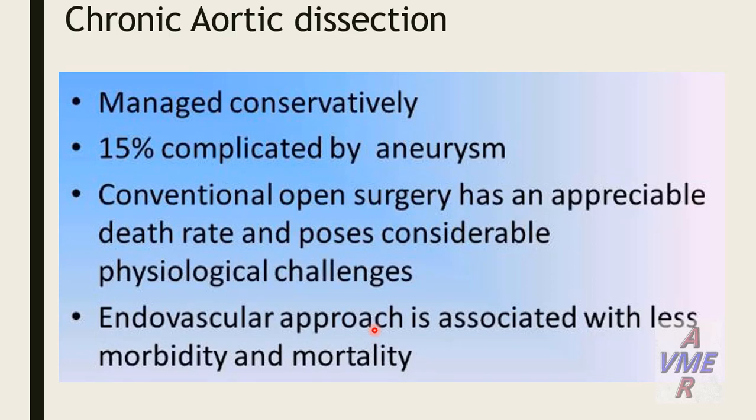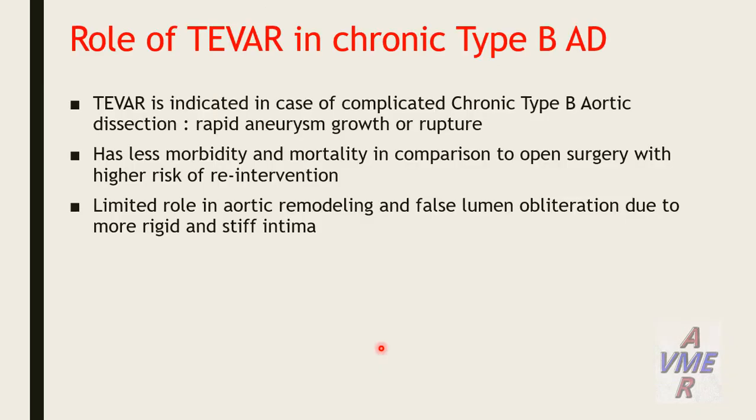Chronic aortic dissection. Chronic aortic dissection managed merely conservatively is complicated by aneurysm in 50%. Conventional open surgery has an appreciable death rate and possesses considerable physiological challenges, so it is very risky. The endovascular approach is associated with less morbidity and mortality, with a higher incidence of reintervention.